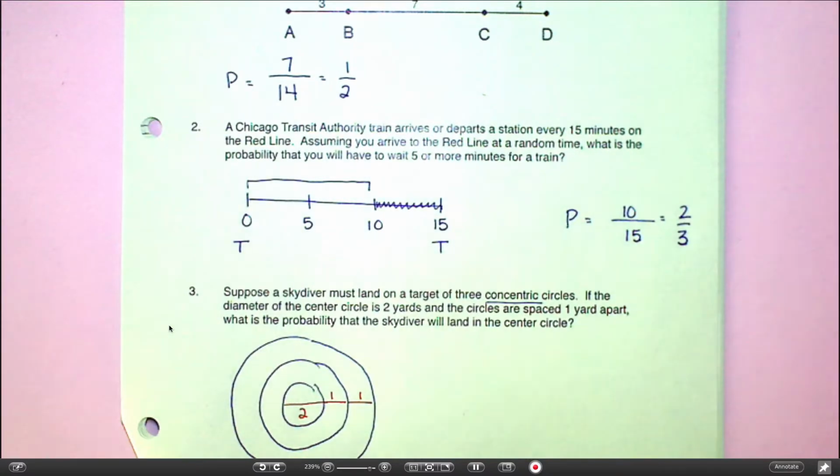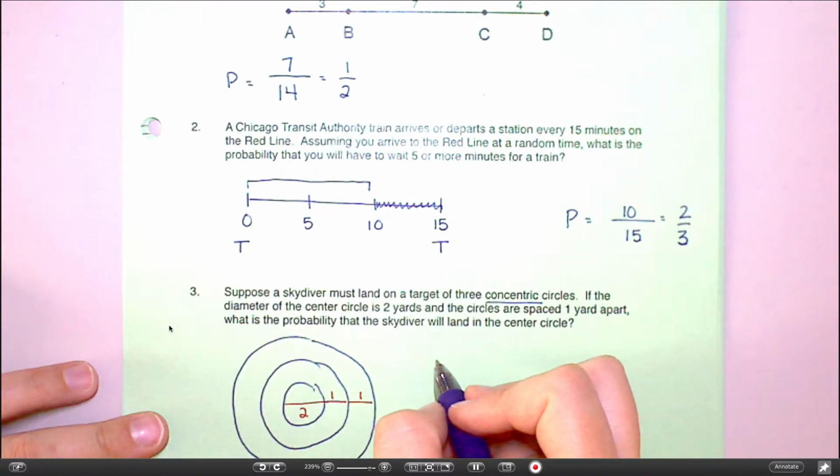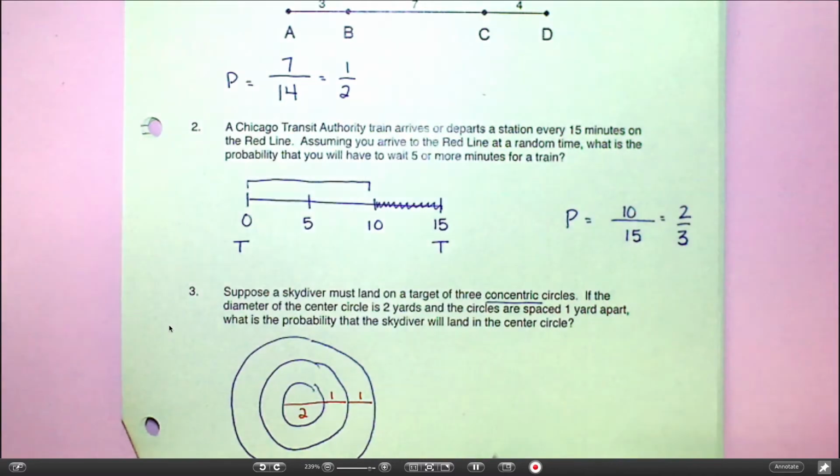Okay. Bryce, what are we going to do? Would you just do the 2 over 12? Not quite that easy. Kyle?